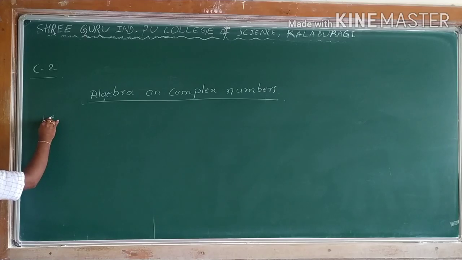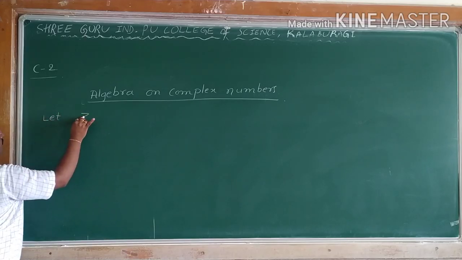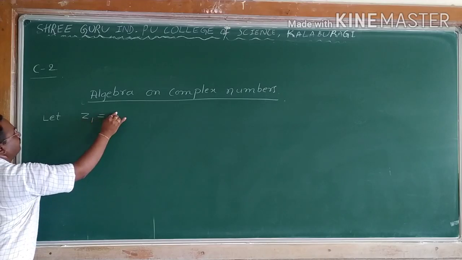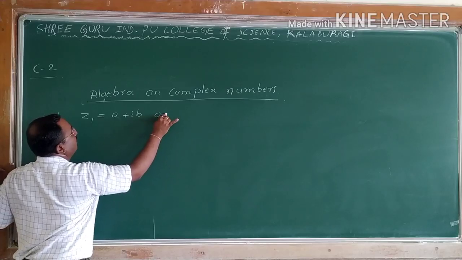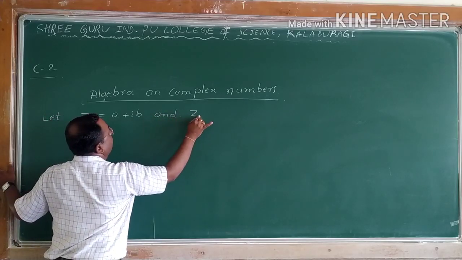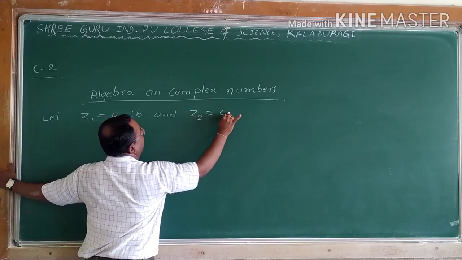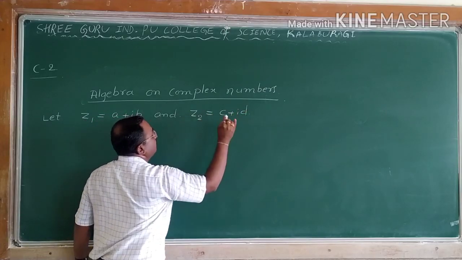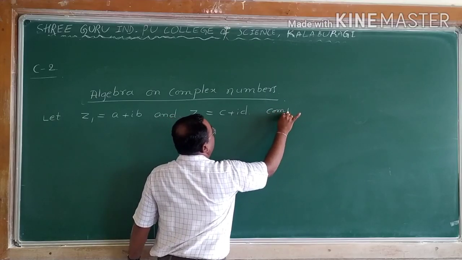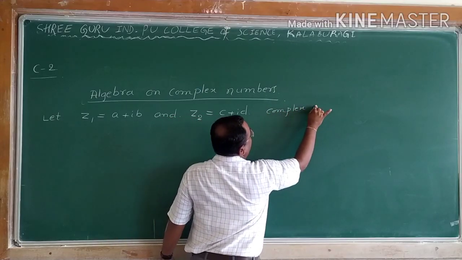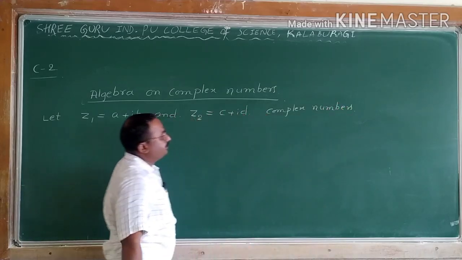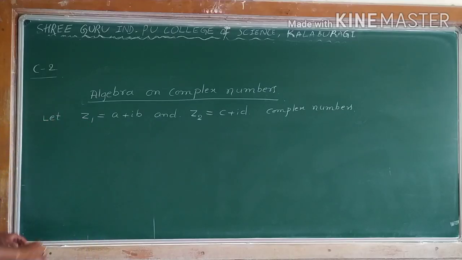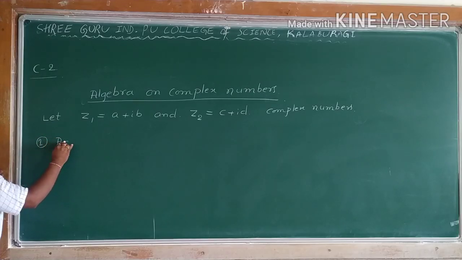Let two complex numbers be defined, Z1 is equal to a plus ib and Z2 is equal to c plus id, be two complex numbers. One by one. First one, addition of two complex numbers.